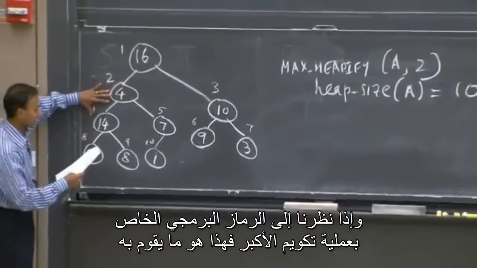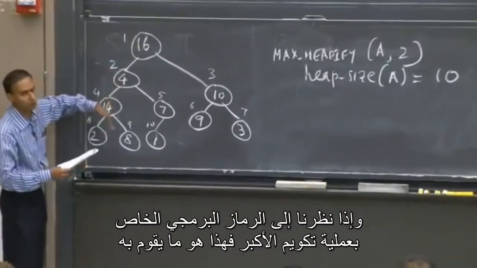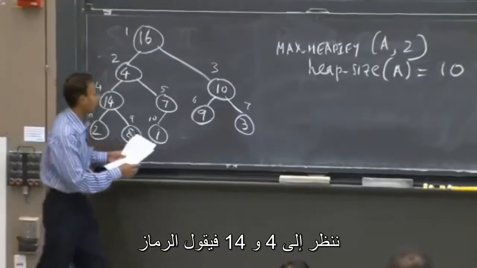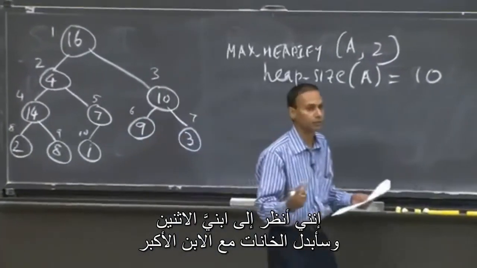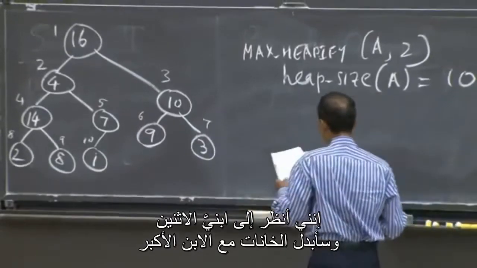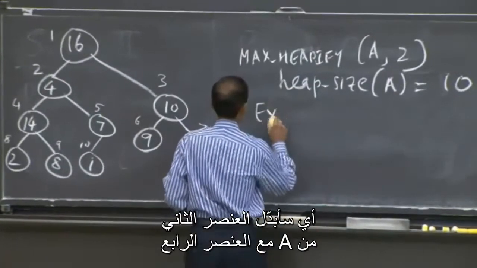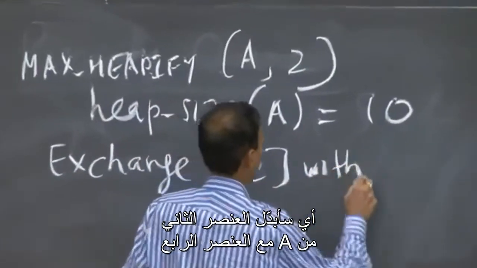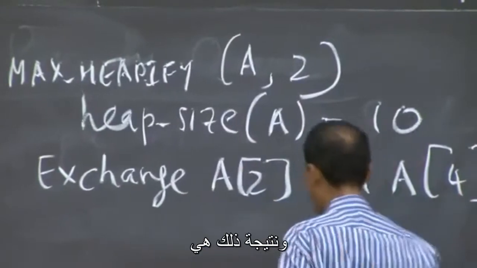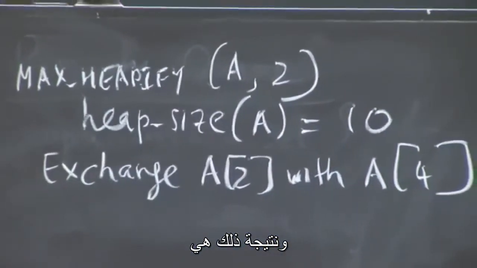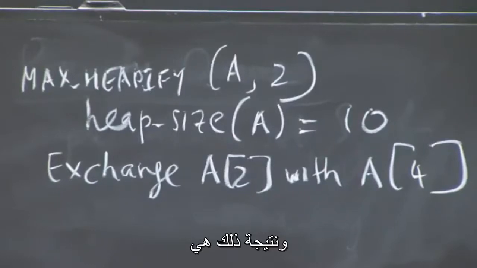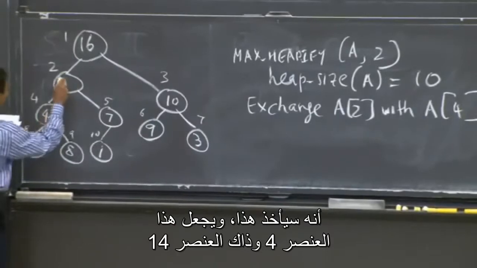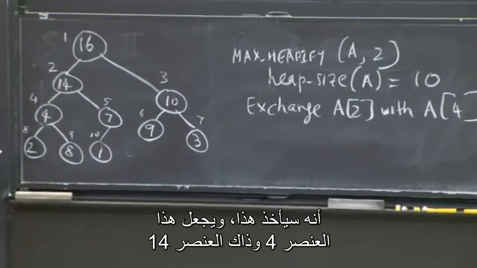And so if you looked at the code for max heapify and walked through it, this is what it would do. You're going to look at 4 and 14, and it's going to say, okay, I'm going to look at both my children, and I'm going to exchange with the bigger child. So I'm going to exchange A2 with A4. And what that would do is take this, make this 4, and make this 14. And that would be step 1.